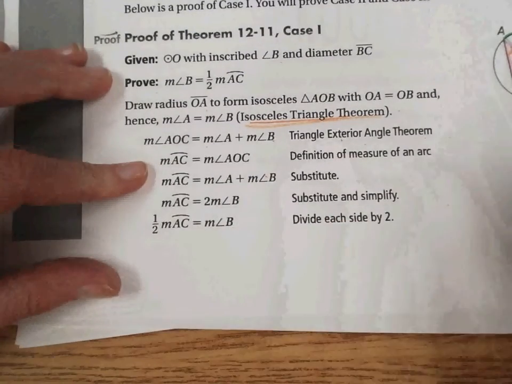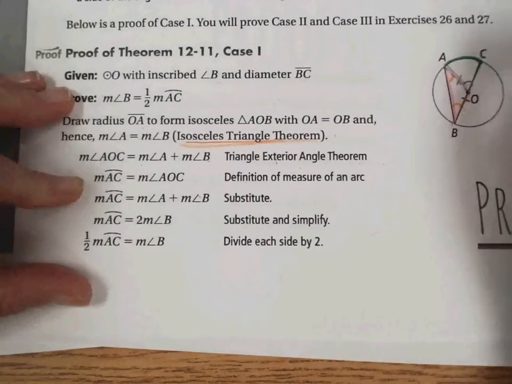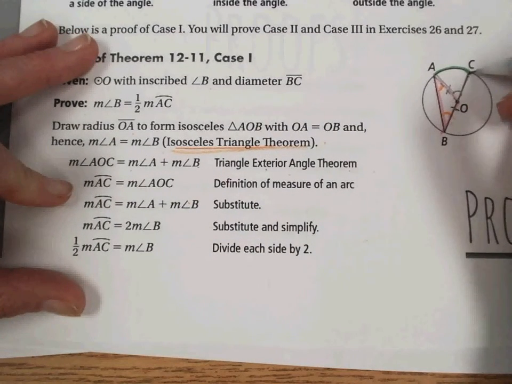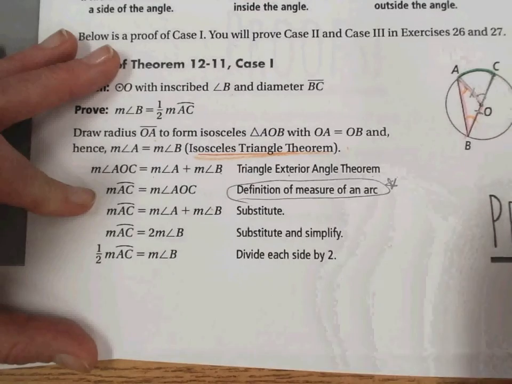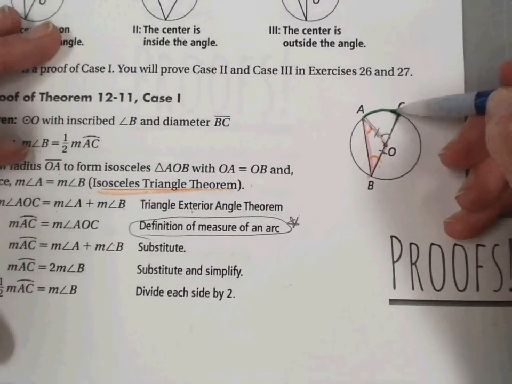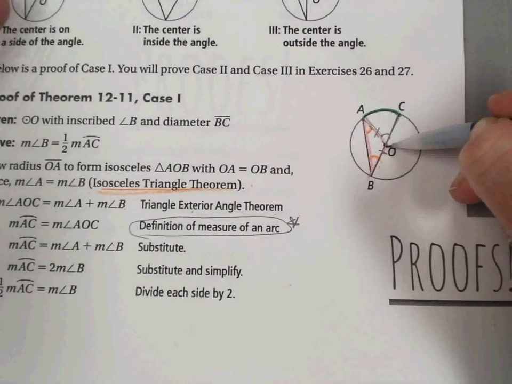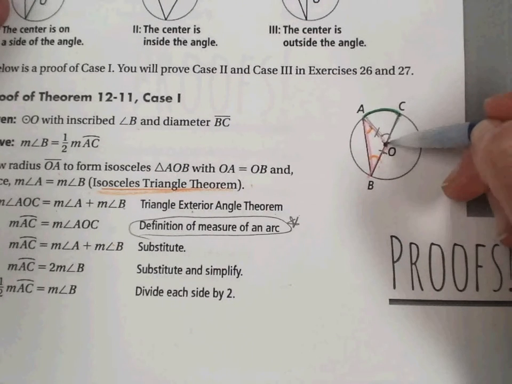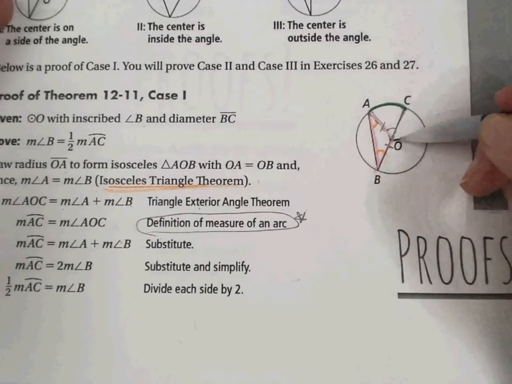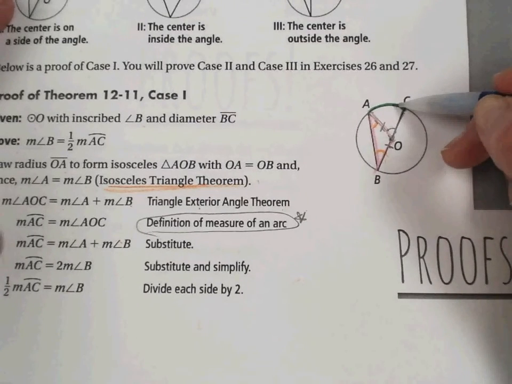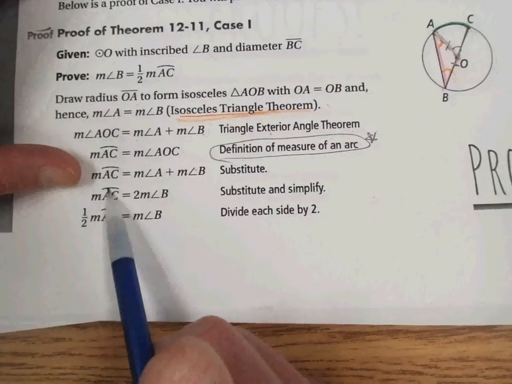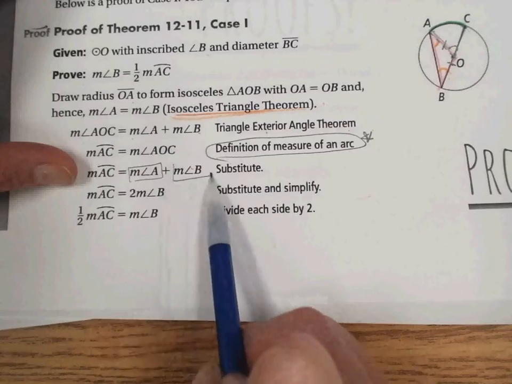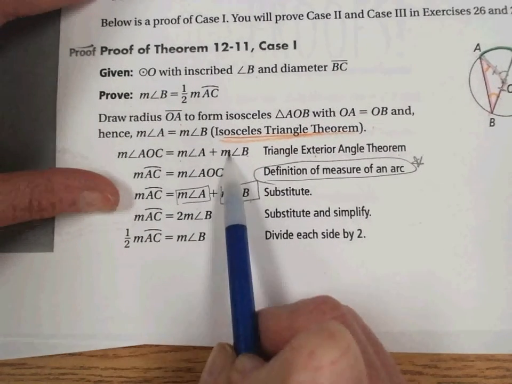Then the measure of arc AC is equal to the measure of angle AOC, and that's the definition of the measure of an arc. Okay, maybe you didn't know that one, but now you do. So we know that this is called a central angle, where the vertex is the center of the circle, and that angle is actually equal to the measure of the arc. So stated here.